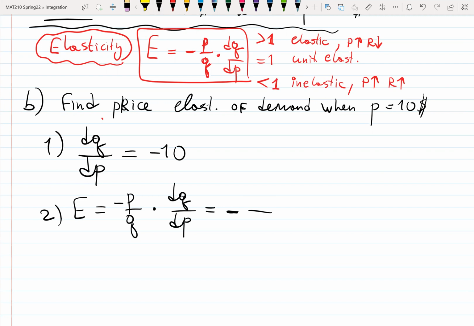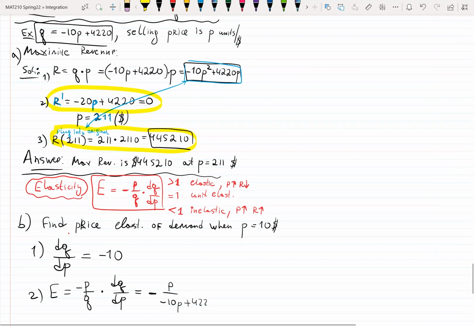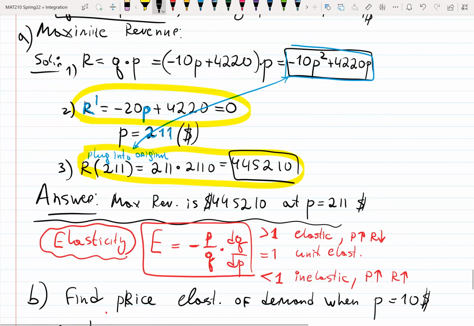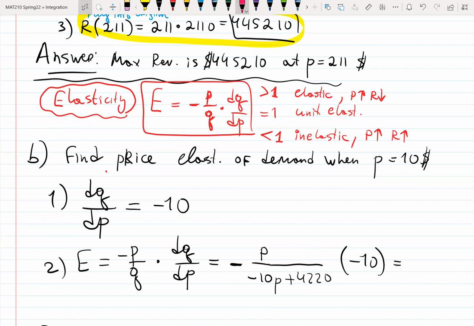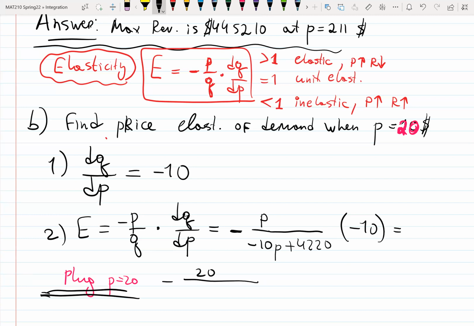Well, maybe I should not plug in yet. P is P. Q is the equation: minus 10P plus 4220, multiplied by minus 10 equals. Plug in 10. Actually it's a coincidence. I just made up something and it ended up being the same number. Let's choose 20 instead of 10, or else it will be confusing for your notes. Let's plug in 20. Minus 10 came from the derivative, and now you plug P equals 20 into your E and see what happens. So it's minus 20 times minus 10 over minus 10 times 20 plus 4220.